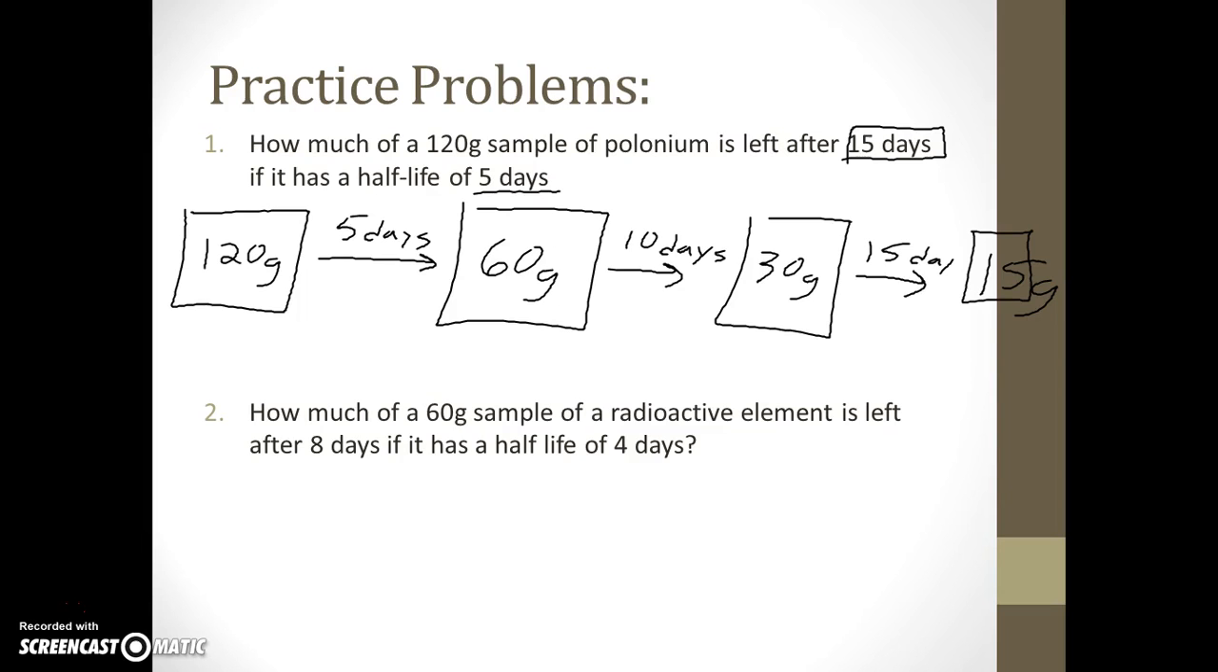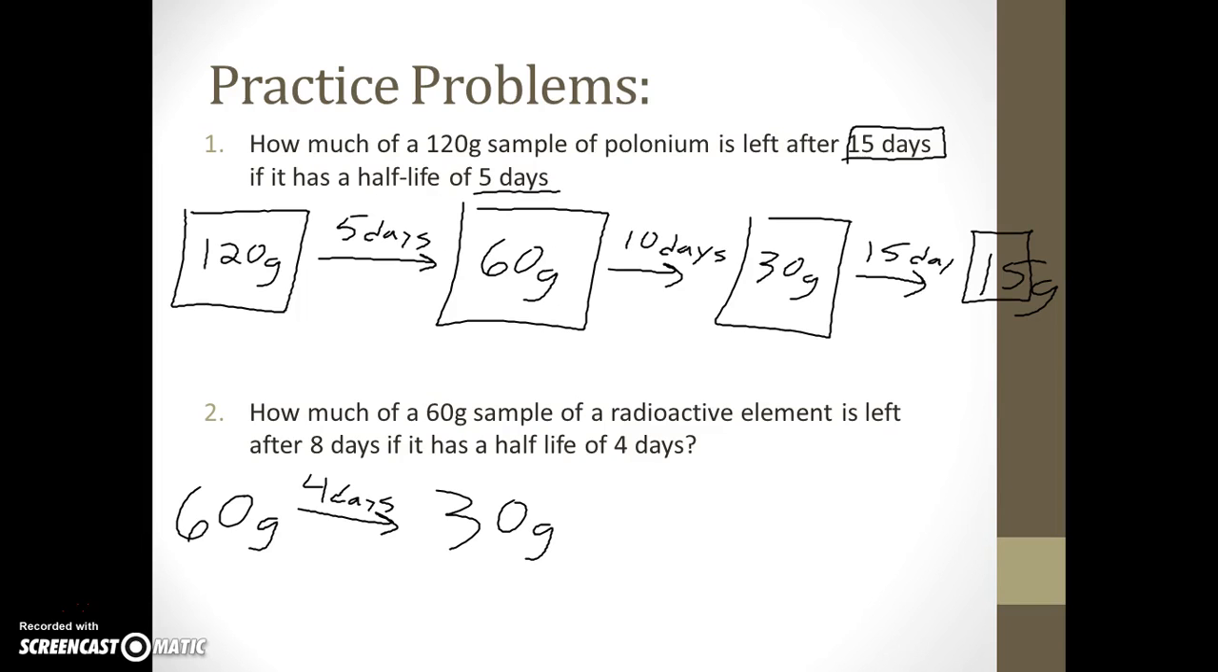So if you look at number 2, how much of a 60-gram sample of a radioactive element is left after 8 days if it has a half-life of 4 days? Okay, we do what we start with. We have our 60-gram sample. We have our first half-life, which would be 4 days. After 4 days, we have 30 grams.